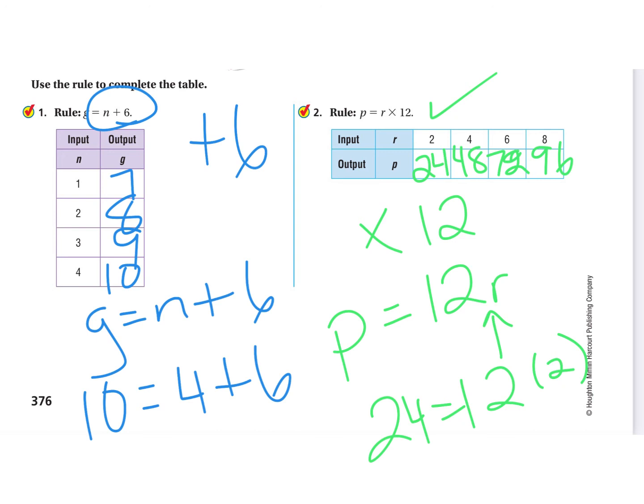Again, all about going back to last year, thinking about patterns, thinking about input, output. Just because now we're dealing with some equations, don't let those equations get to you.